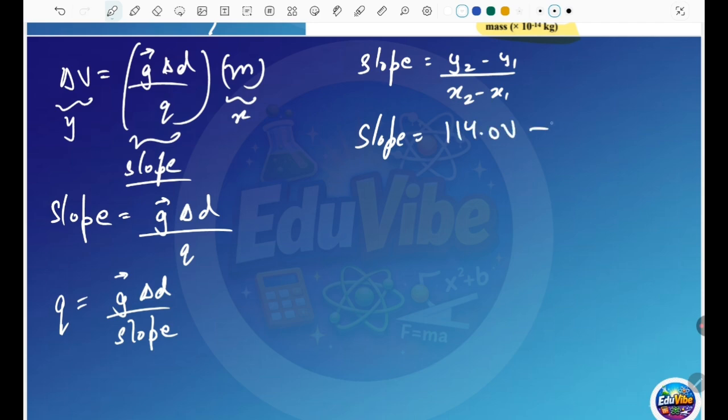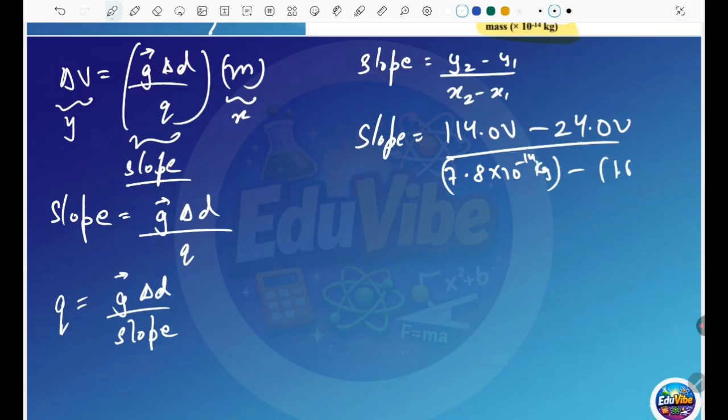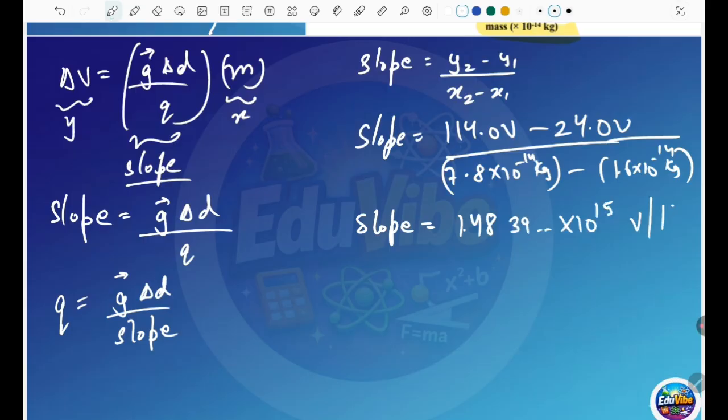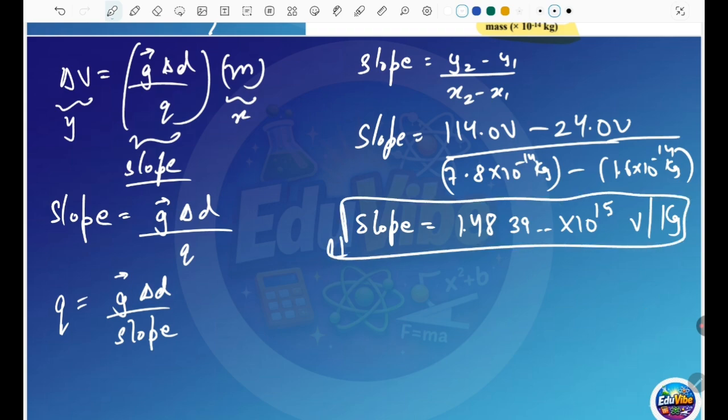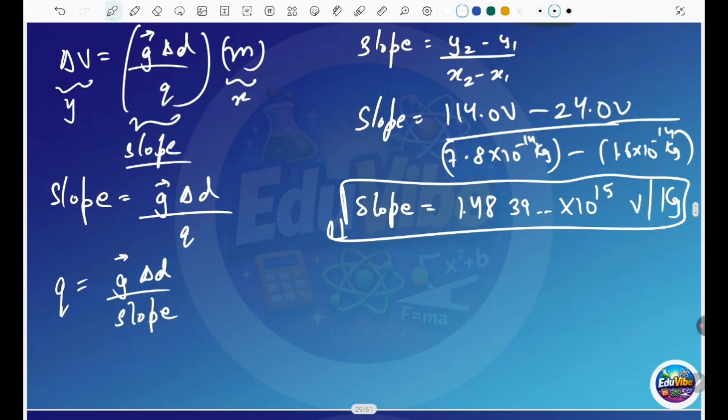114.0 volts minus 24.0 volts divided by 7.8 times 10 raised to minus 14 kg minus 1.6 times 10 raised to minus 14 kg. So when you calculate and divide this, you get a slope of 1.4839 times 10 raised to power 15 volts per kg. So that's the slope. So now you have to put this in the formula.